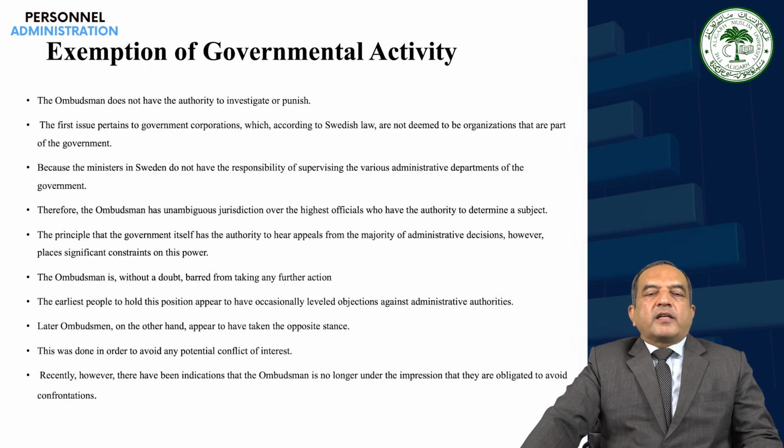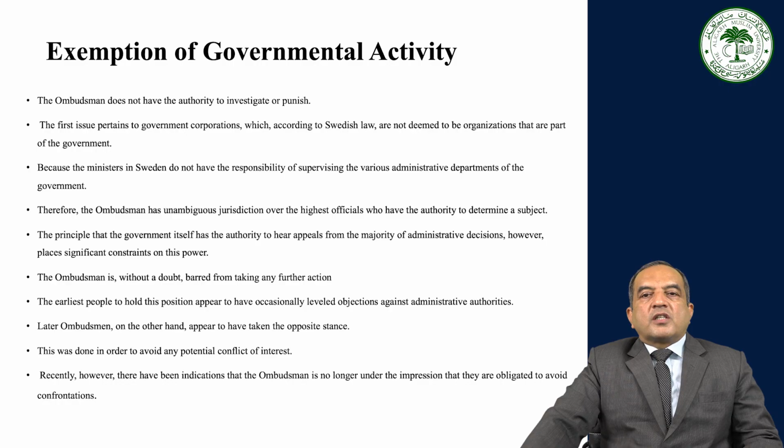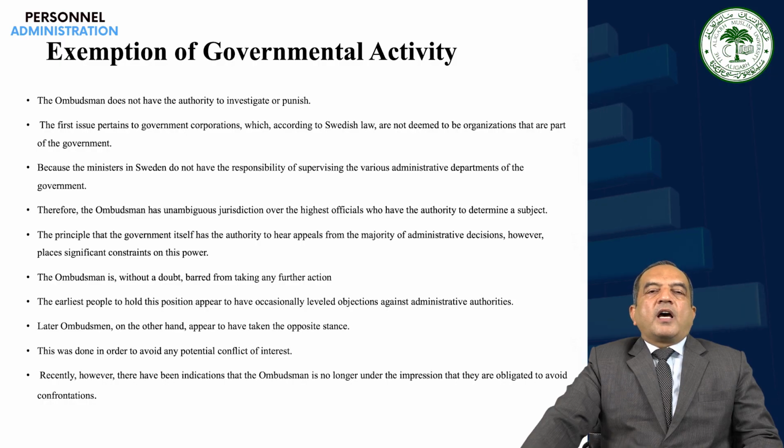Expansion of government activities: the ombudsman does not have the authority to investigate or punish two main areas of government activity, which are outside of his jurisdiction, and he does not have the necessary expertise to do so. The first concerns government corporations, which according to Swedish law are not deemed to be organizations that are a part of government. The second and more significant worry is with the government itself.